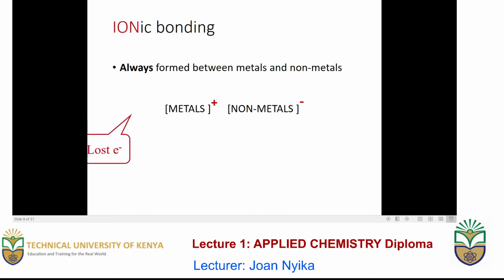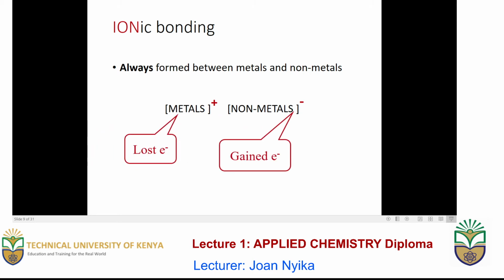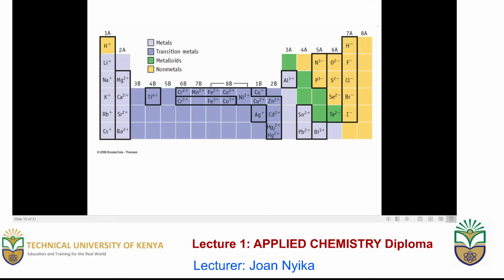Ionic bonding is always formed between a metal and a non-metal. And in this case, the metal is the one that loses an electron and transfers it to a nonmetal. Therefore, a metal loses its electron and transfers it to a nonmetal to gain its ionic form. The metal becomes a cation while the nonmetal becomes an anion.